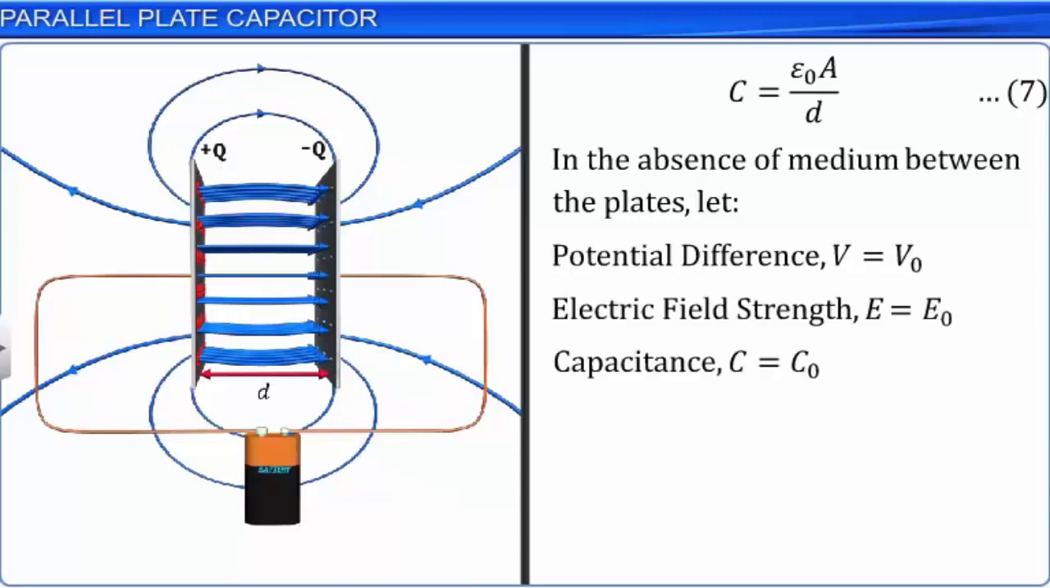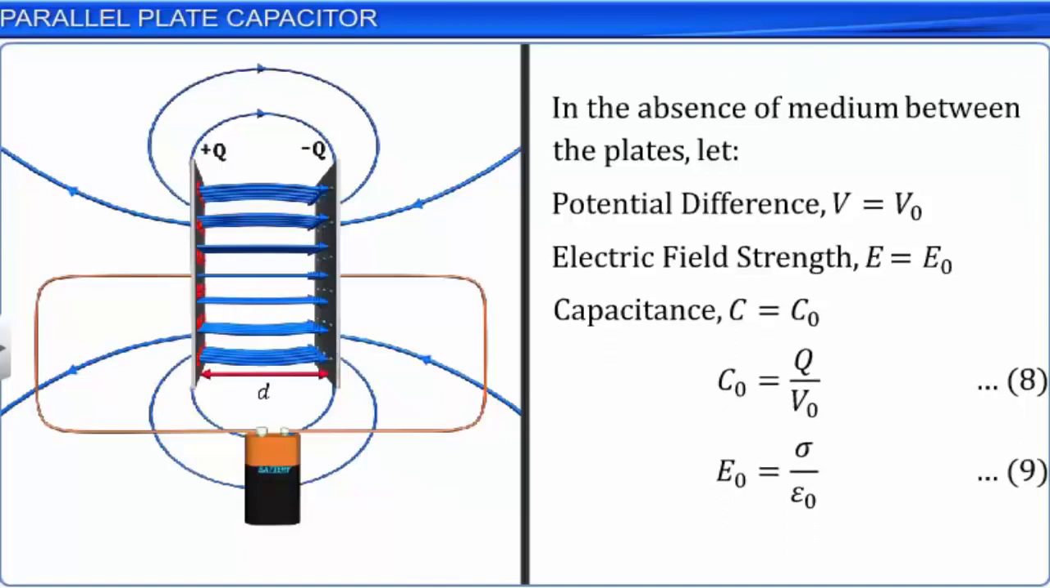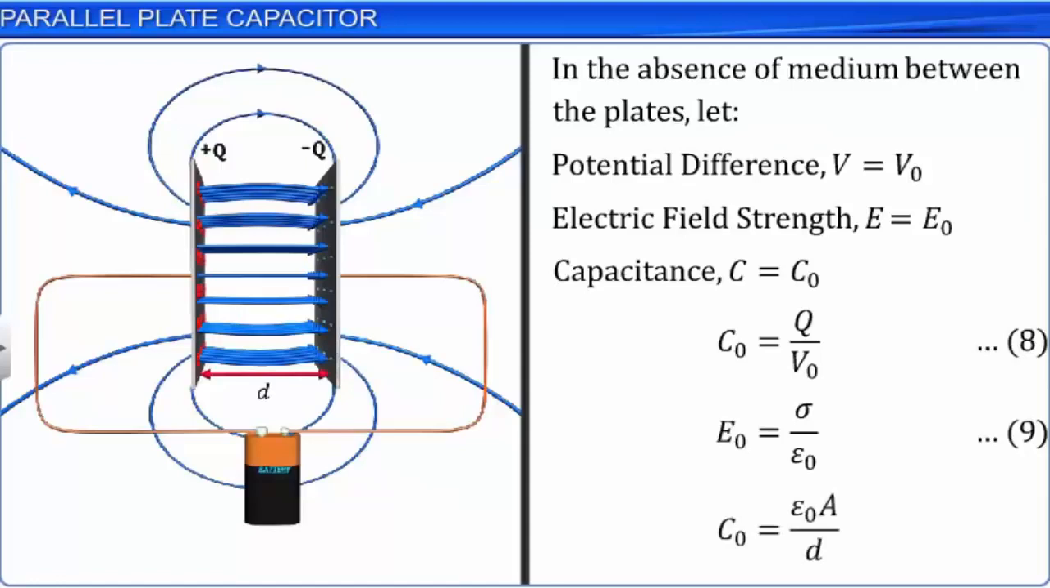We know that the capacitance C naught is equal to Q by V naught. Let this be equation 8. The electric field strength E naught is equal to sigma by epsilon naught. Let this be equation 9. The capacitance C naught is equal to epsilon naught A by D. Let this be equation 10.